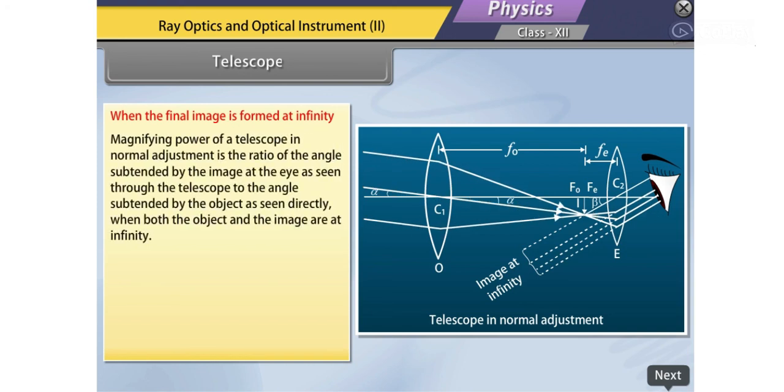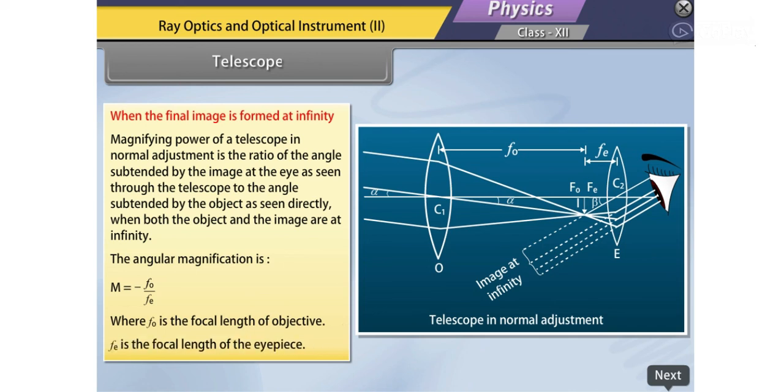Magnifying power of a telescope in normal adjustment is the ratio of the angle subtended by the image at the eye as seen through the telescope to the angle subtended by the object as seen directly, when both the object and the image are at infinity. The angular magnification is m is equal to minus FO by FE, where FO is the focal length of objective, FE is the focal length of the eyepiece.